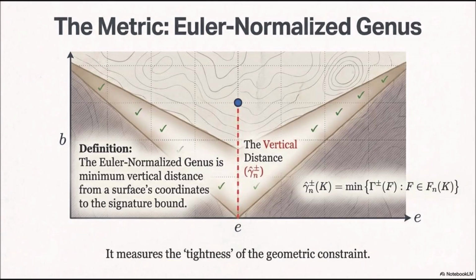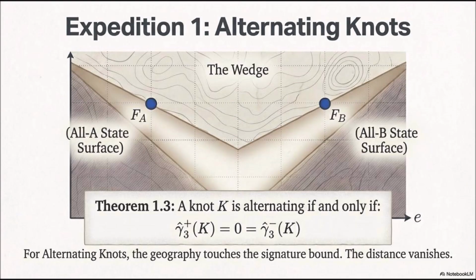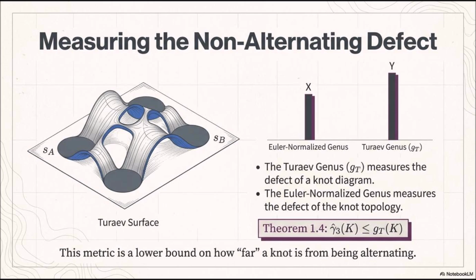And Theorem 1.4 connects their new invariant to it. Gamma 3 of k is less than or equal to the Turaev genus of k. Which says that the classical non-orientable genus, the cross-cap number, is always bounded above by this Turaev genus. It puts a ceiling on that complexity.